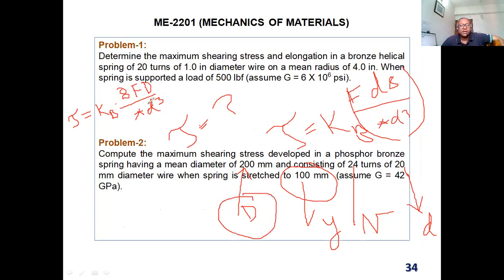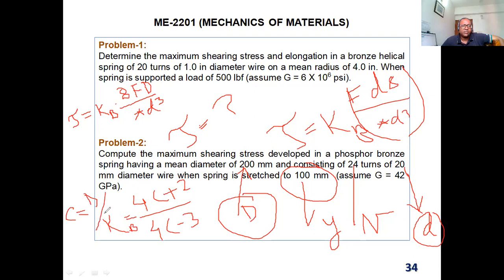Then the number of turns N we don't need, right? And this small d is given over here. So what is missing over here? What is the KB? KB equal to 4C plus 2, I think, then 4C minus 3, something. And C equal to big D divided by small d. So you easily get the value of C. But you need to figure out the value of F.